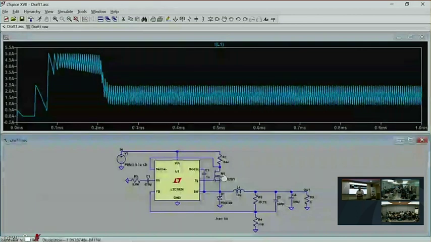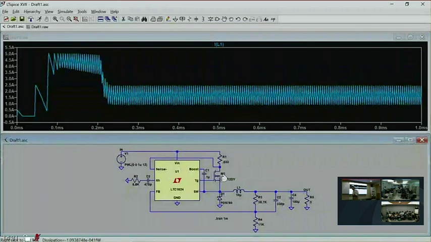Now, switch mode power supplies, there's different ways of categorizing switch mode power supplies. One way of categorizing them is by the topology. The topology would be whether it's a buck, a Cuk, a SEPIC, a Zeta, a flyback, forward, and so on. That's the topology. That's the arrangement of switches and inductors. But a different way of categorizing switchboard power supplies is by the mode of switch control. And there are two modes, voltage mode and current mode.